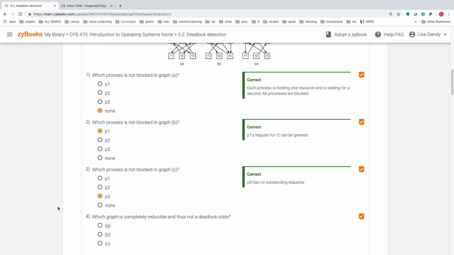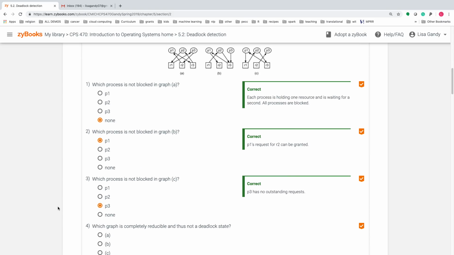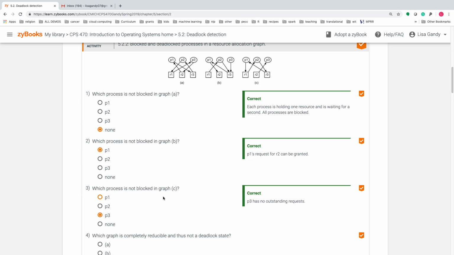Which graph is completely reducible and thus not a deadlock state? So we need to work on this. I'm seeing if there's an easy answer. Is it A? I think A is a deadlock. So it wouldn't be A, because it's completely reducible only if it doesn't have a deadlock. Right, because you can follow those arrows and it's just a big circle. So it's a deadlock, so it's not A.